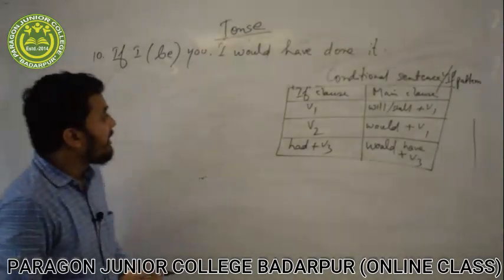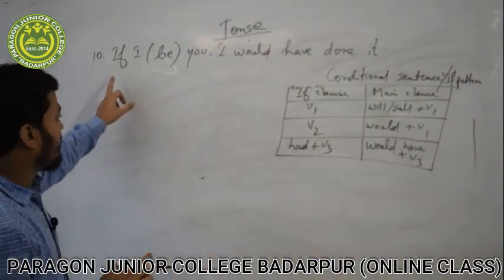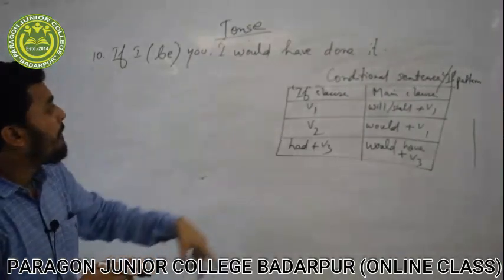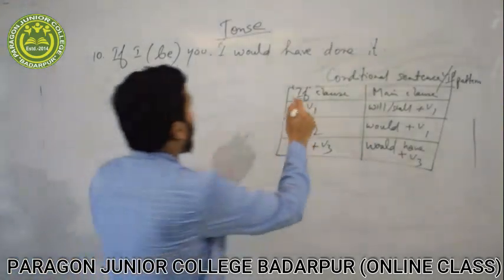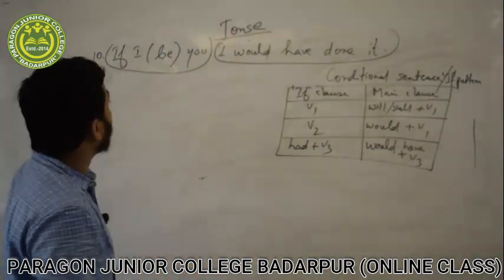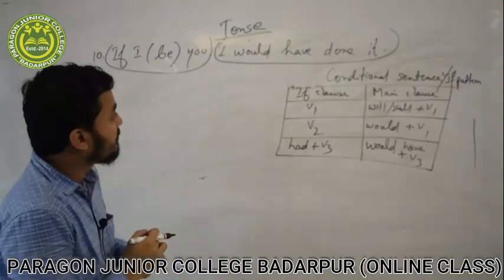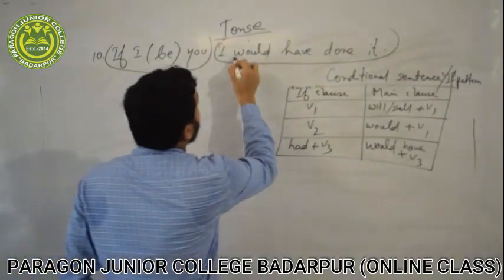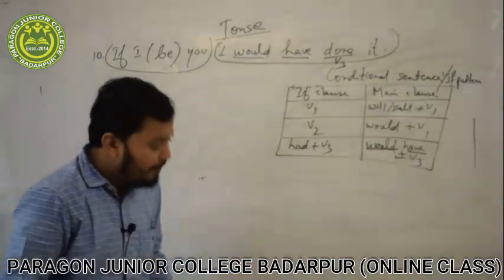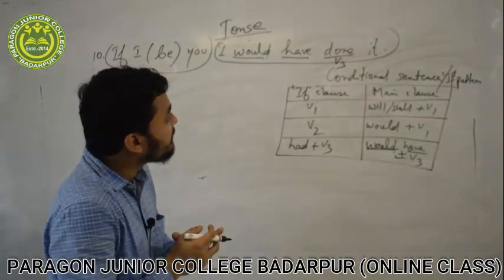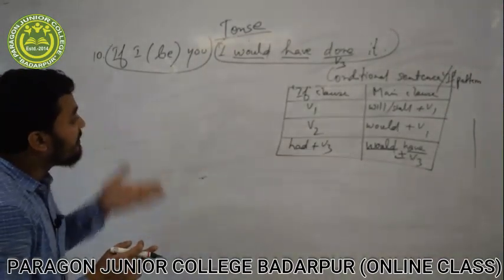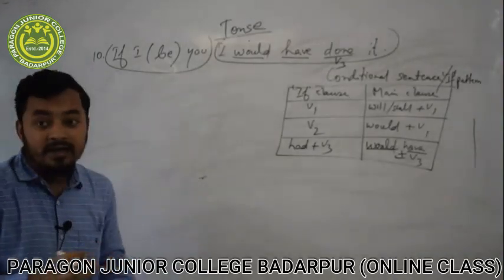All right. Now see this sentence. If I be you, I would have done it. So the main part, the main clause, is correct. I would have done it is correct. We have to correct this part, the if clause or if part. Now let us move to the table. See, let us break it. Would have, done, V3. If the main clause consists of would have plus V3, automatically as per the table, what will be the verb in the if clause? We have to use had and put the third form of the verb.